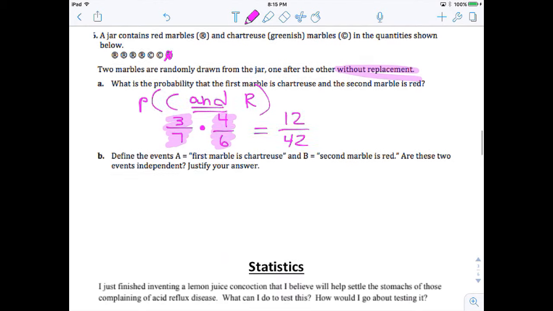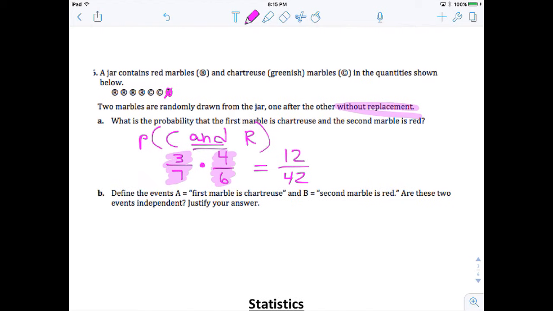Now, let's see, are these independent? Justify your answers. So here's what I would need. Probability of A times probability of B, and they're defining those for me here.